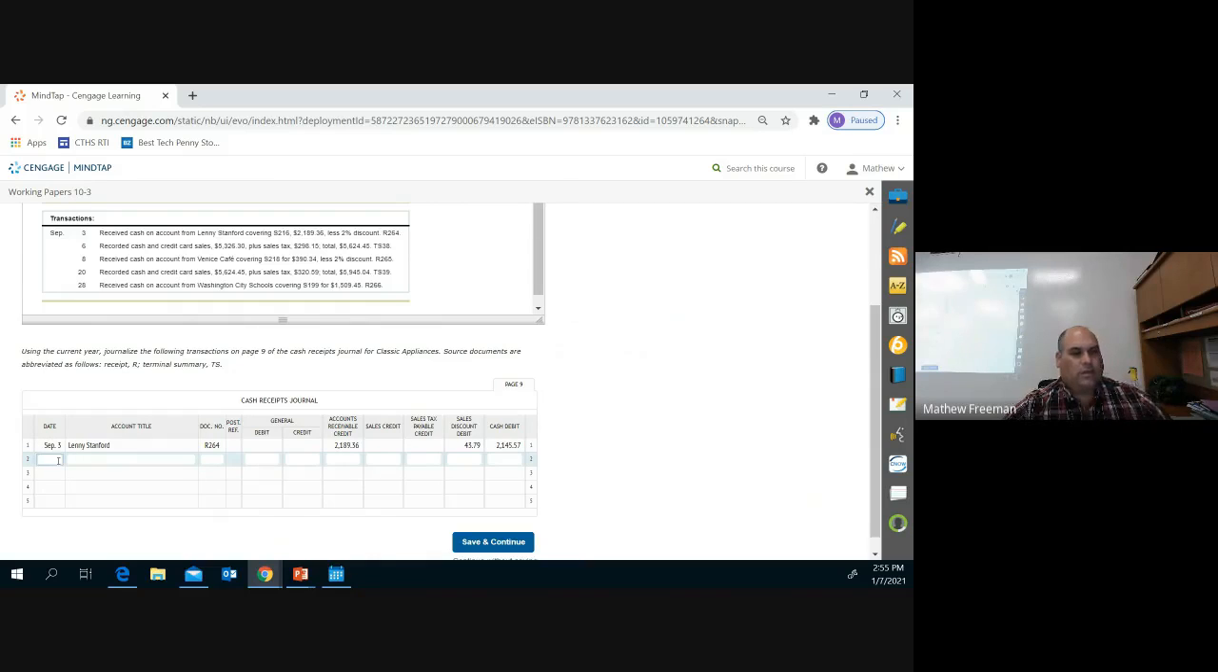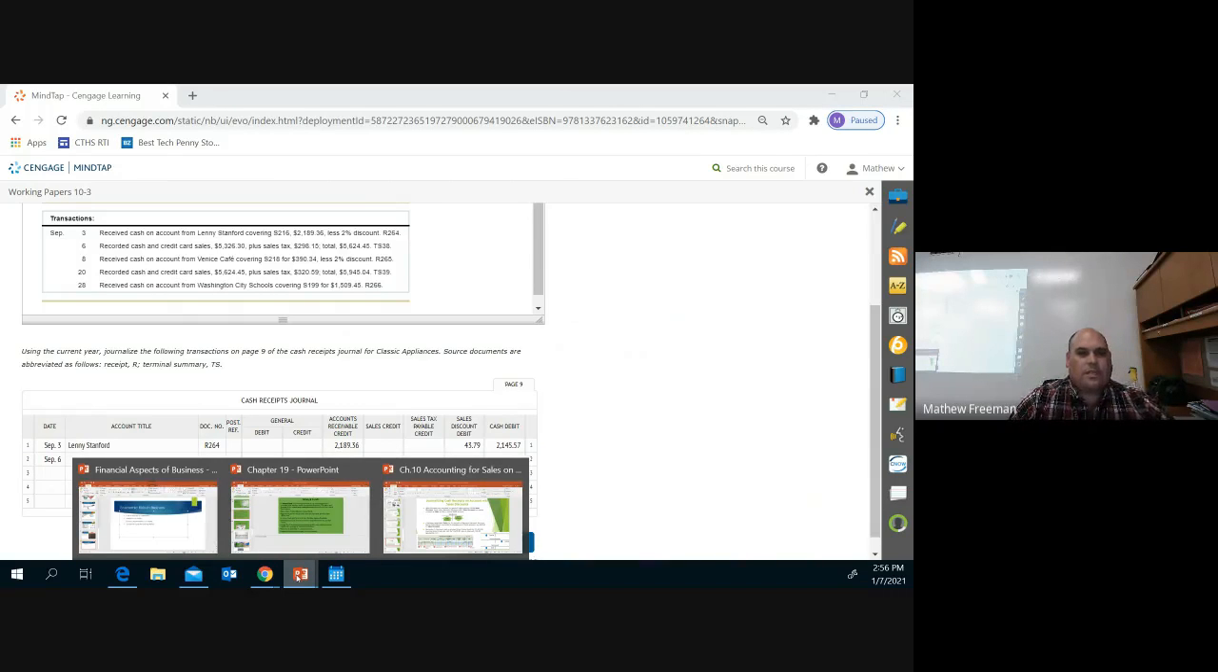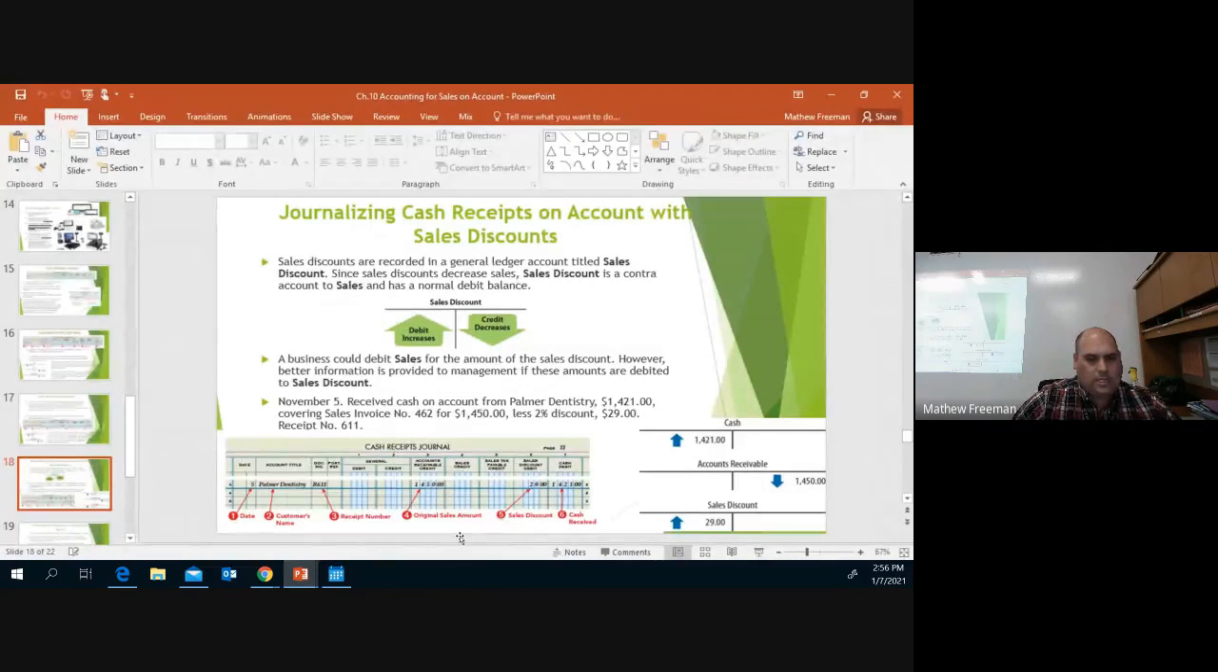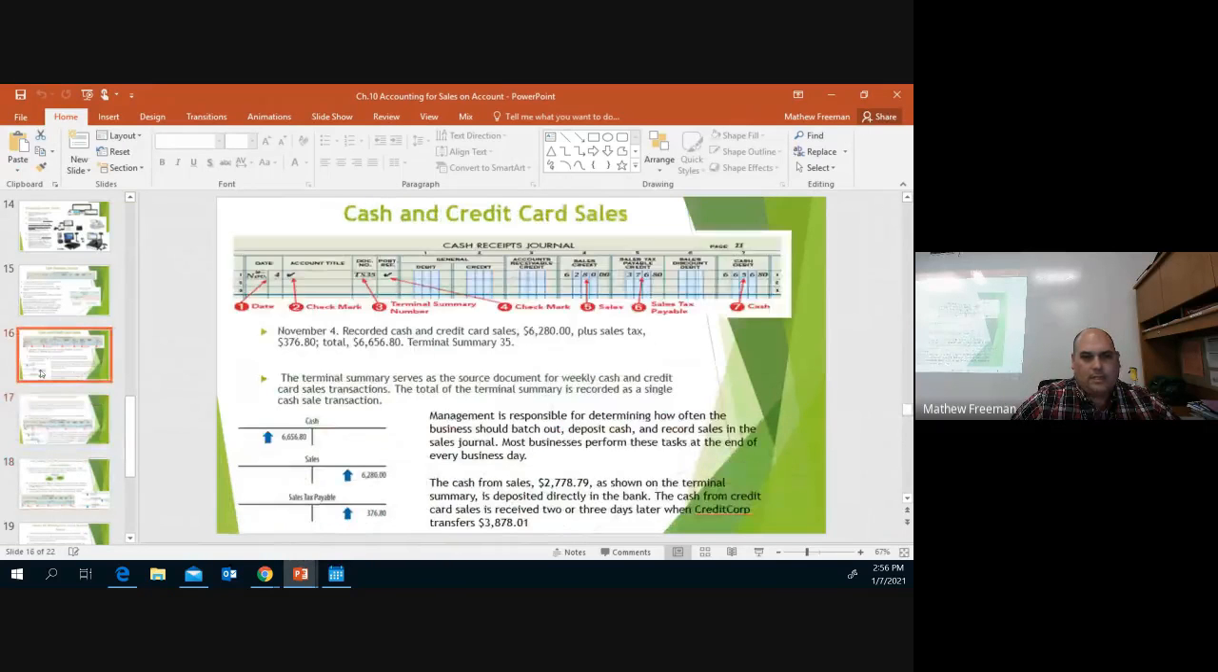Okay, so we're going to be hitting up September 6th. Okay, so September 6th, we're talking about cash and credit. Let's find this cash and credit example. Cash and credit example, right there.